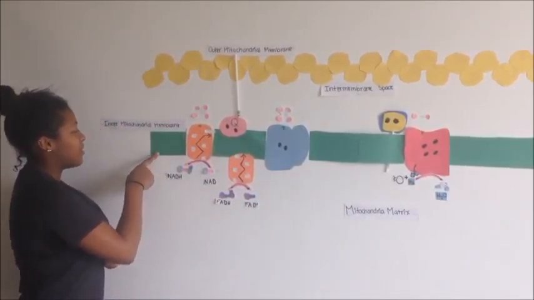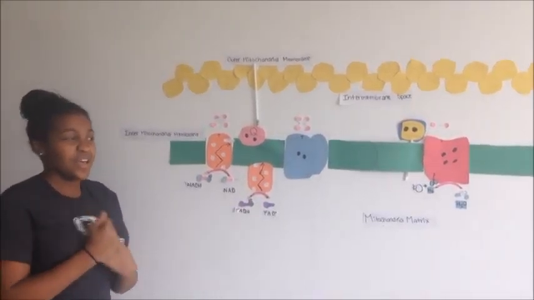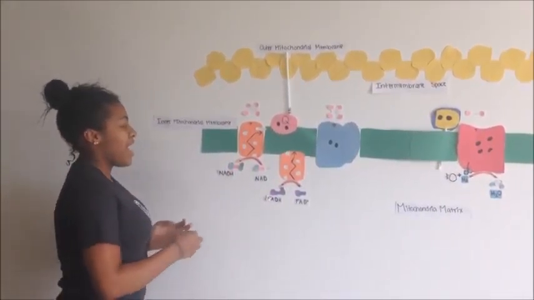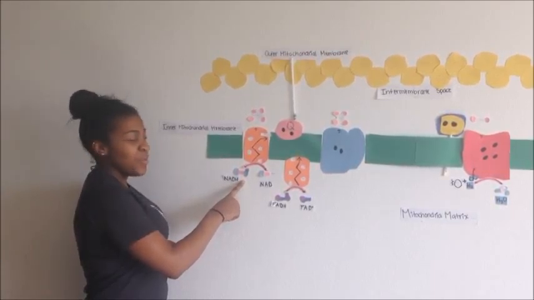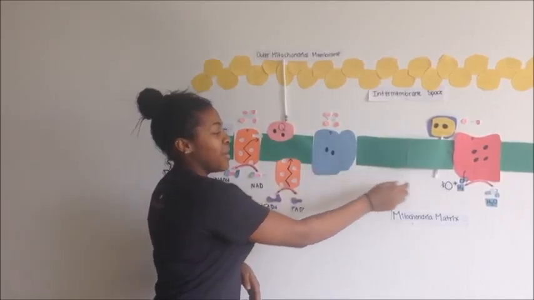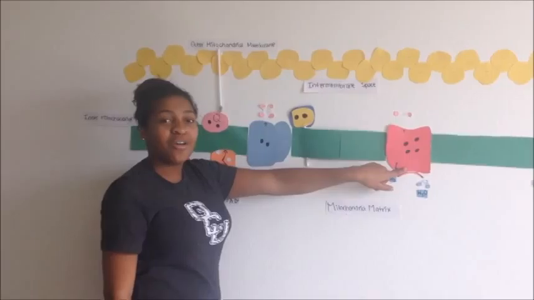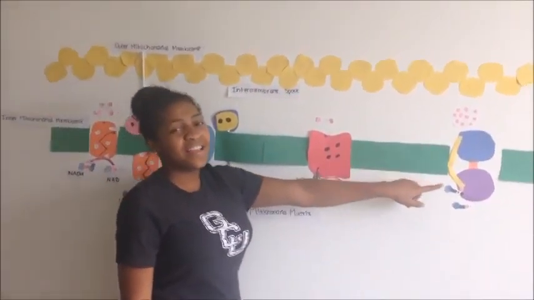The inner mitochondrial membrane has 6 important proteins that we need to help make ATP. We have the NADH dehydrogenase, we have succinate, ubiquinone, we have cytochrome B, we have cytochrome C, then we also have cytochrome A3, also known as oxidase, and we have the ATP synthase.